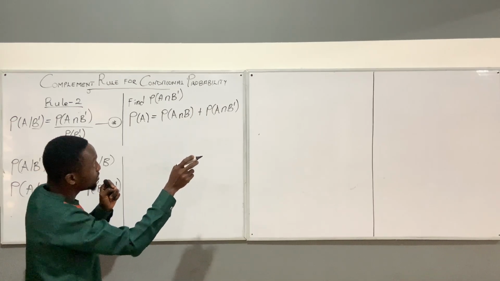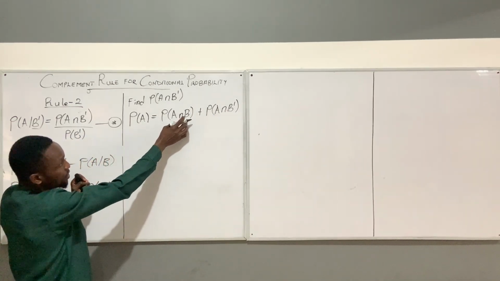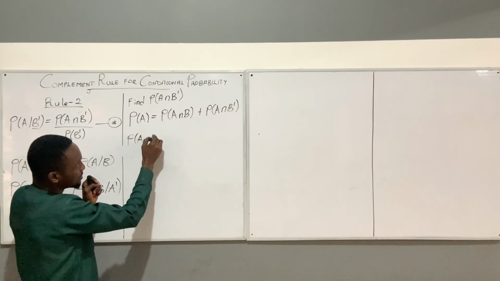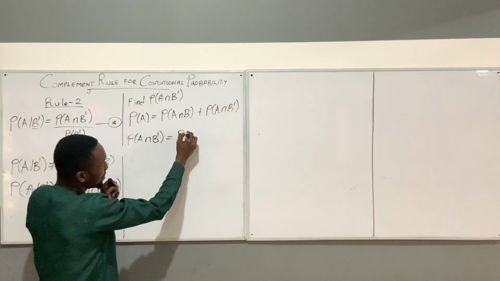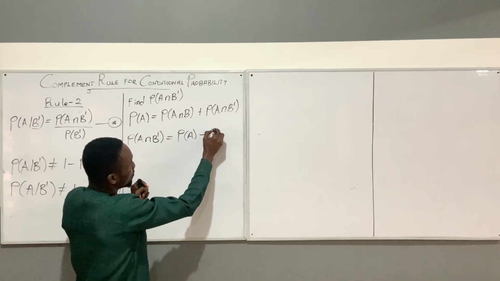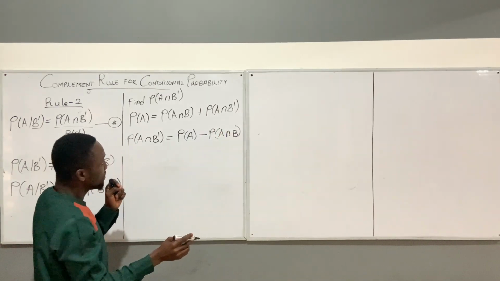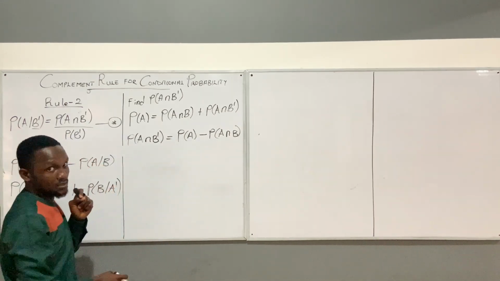So now what we need to do is to make this one the subject. When we do that, we are going to get the probability of A intersection B complement. It's going to give us the probability of A, P of A, minus the probability of what? A intersection B. So it means that if you don't know A intersection B, this is the way you can find it.